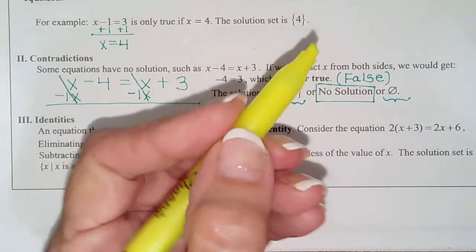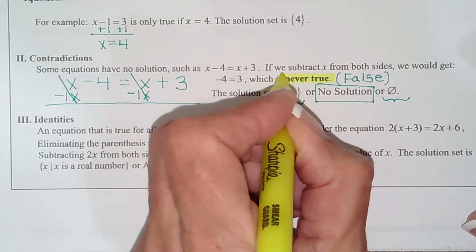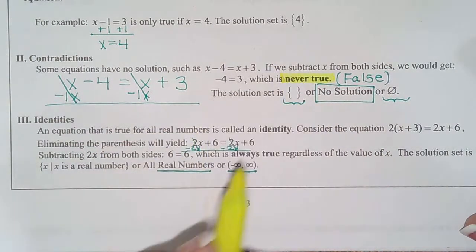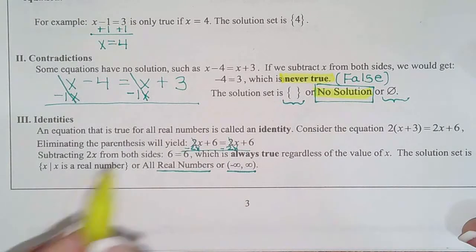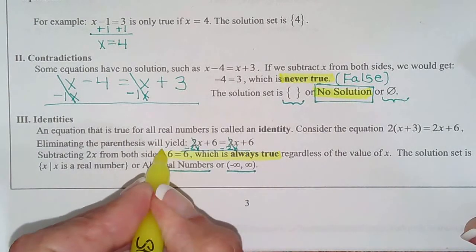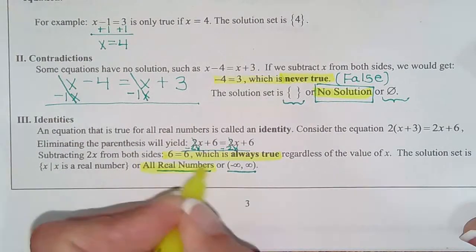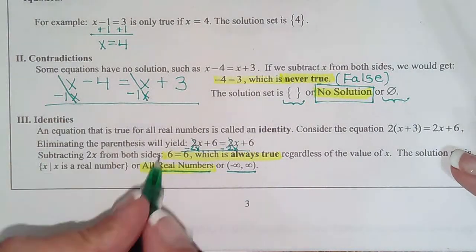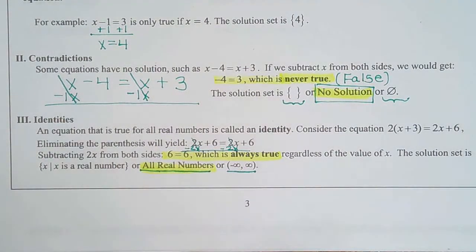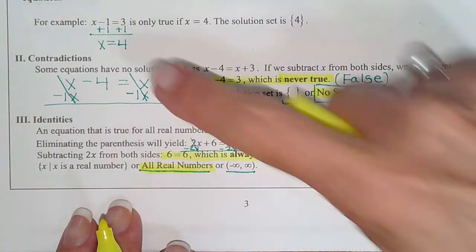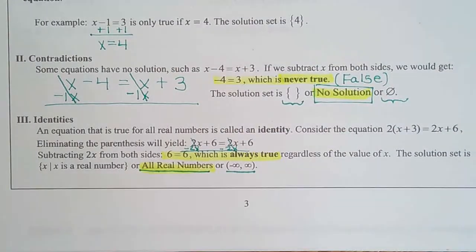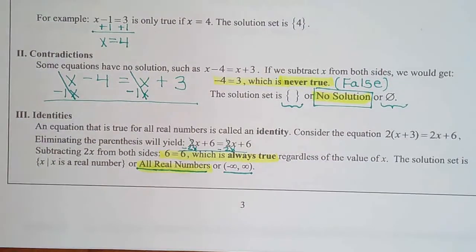So let's take our highlighter and do this. So never true, we write no solution. If it's always true, we write all real numbers. Oops, I forgot to underline all real numbers. And if the x's don't cancel and we just get something, then we just write what it is. Okay, so let's try these on the next page.